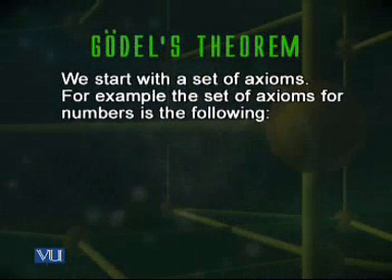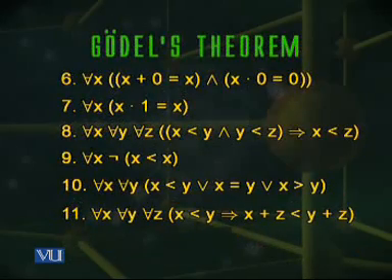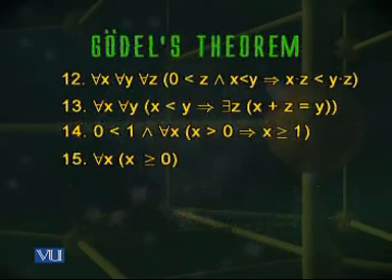Let us start with a set of axioms. A set of axioms is just a set of statements. So for example, the set of axioms for numbers are the following. There are 15 axioms which are written in this transparency. These statements, once you look at them, look extremely daunting. There are 15 of them and they're quite complicated.